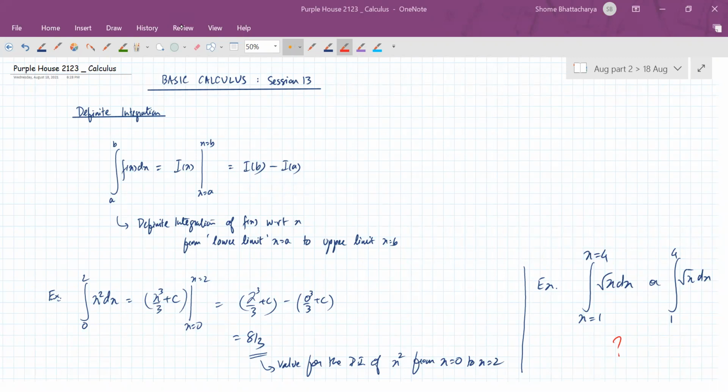So hope the steps in the first one are clear to all of you. We have done the integration of x squared from 0 to 2. How the limits have been substituted, and most importantly, after substituting the limits, when you subtract, the constant of integration c cancels out. So that's how we get just the value 8 by 3.